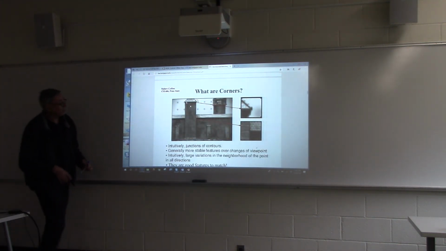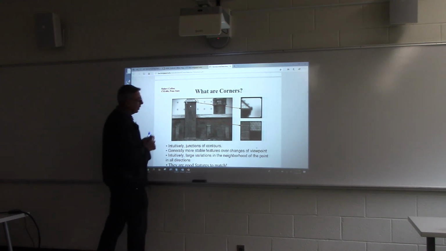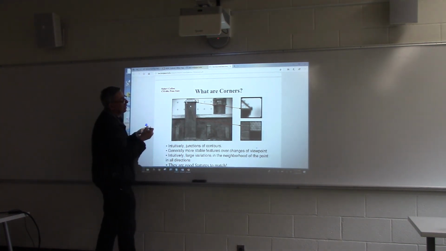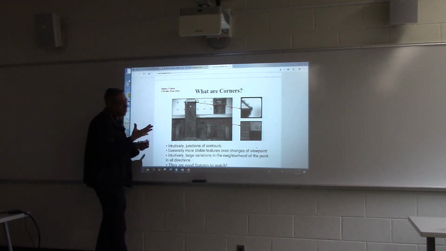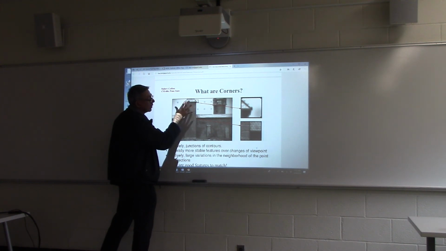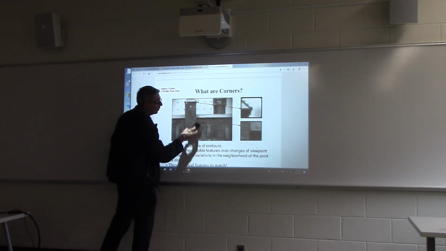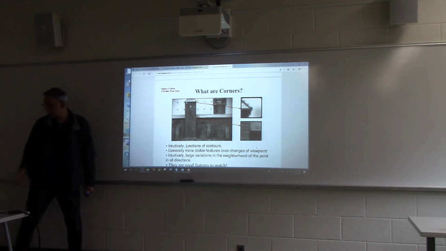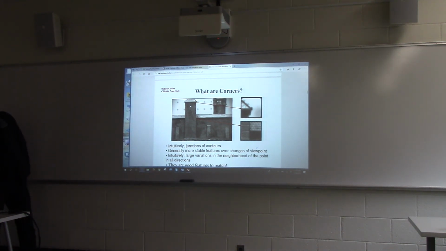So for example, will this make a good patch? It's sort of a corner. Oh, actually, it is a corner. So yes, this will make a good patch so that we can try to come up with a correspondence somewhere else.